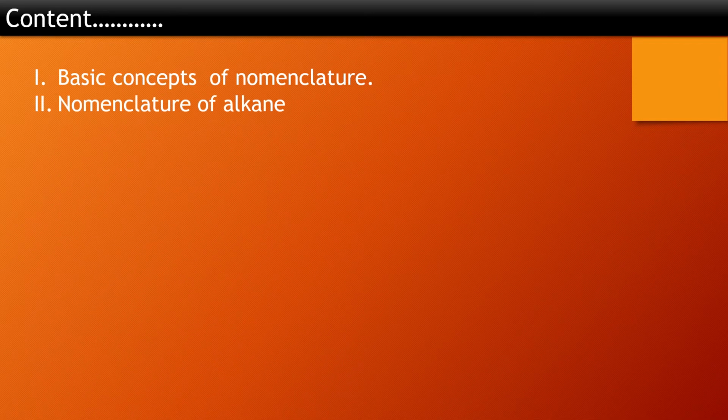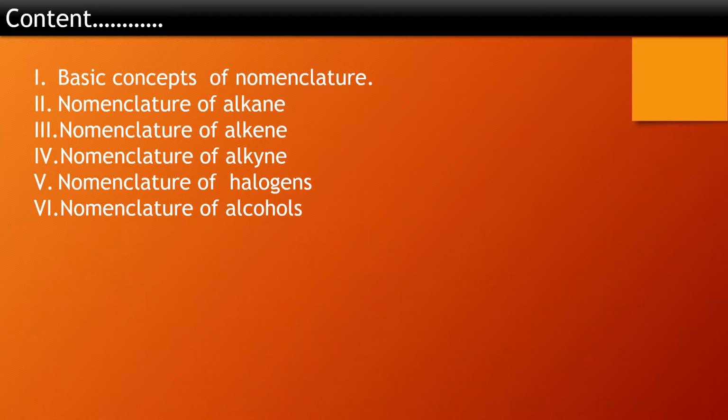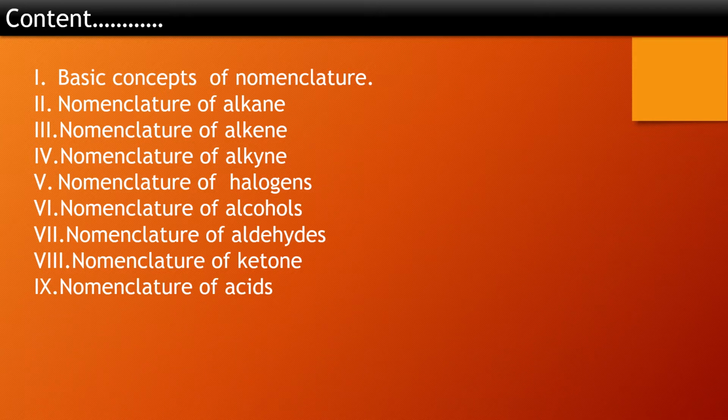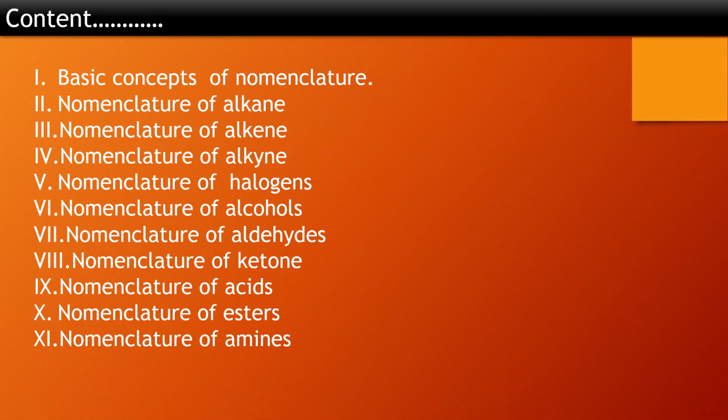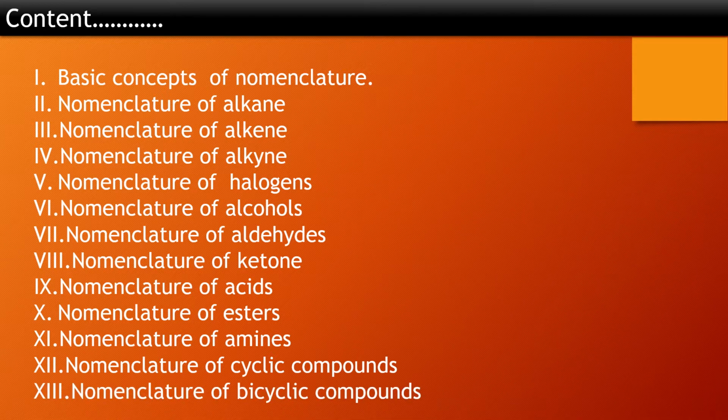So let's start today's topic. In this series I am going to discuss many topics. These are basic concepts of nomenclature of alkanes, alkenes, alkynes, halogens, nomenclature of alcohols, aldehydes, ketones, acids, esters, amines, and nomenclature of cyclic compounds and bicyclic compounds. So you are going to learn many things in this series. So watch the series and learn a lot of things.